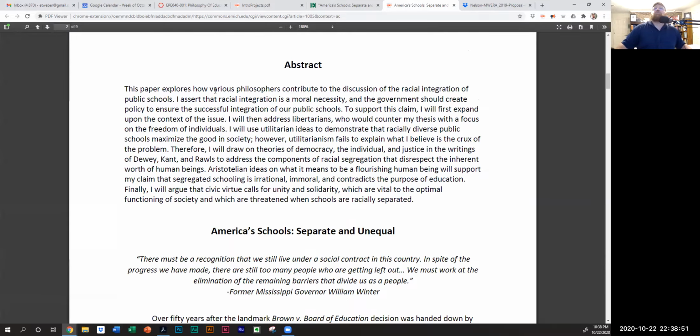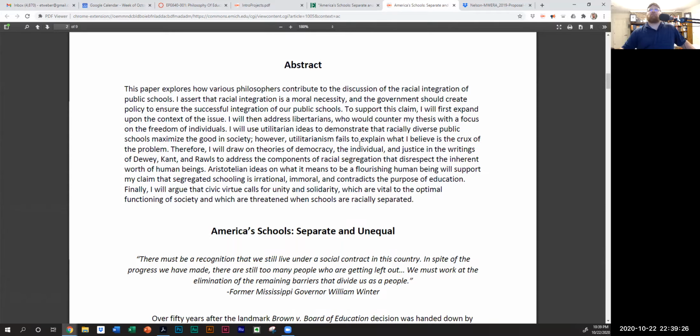This paper explores how various philosophers contribute to the discussion of the racial integration of public schools. I assert that racial integration is a moral necessity. Boom. She asserts that it is a moral necessity, and the government should create policy to ensure the successful integration of our public schools. To support this claim, that's her claim, so we know that, I will first expand upon the context of the issue. I will then address libertarians who would counter my thesis with a focus on the freedom of individuals. I will use utilitarian ideas to demonstrate that racially diverse public schools maximize the good in society.